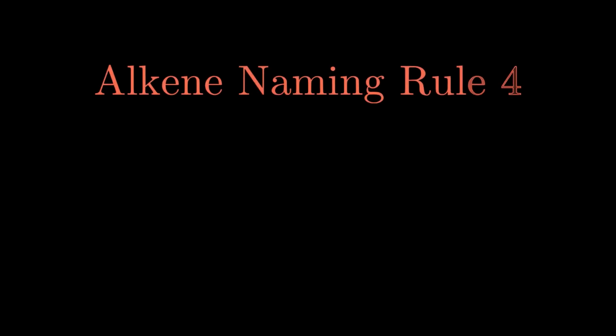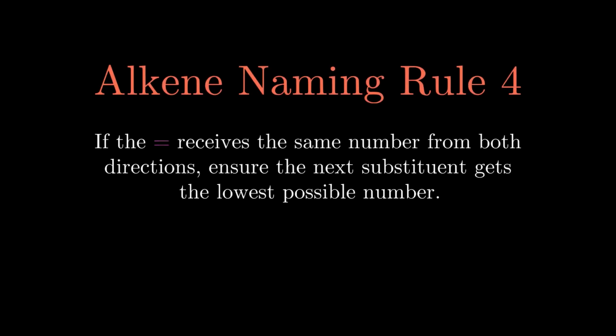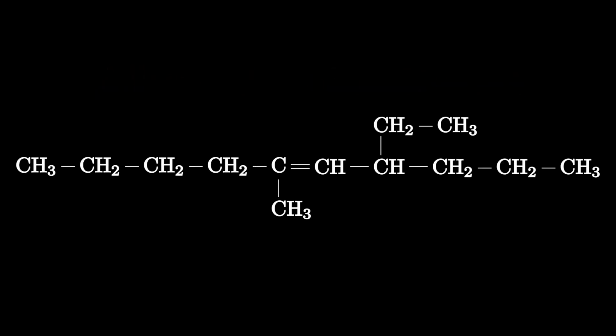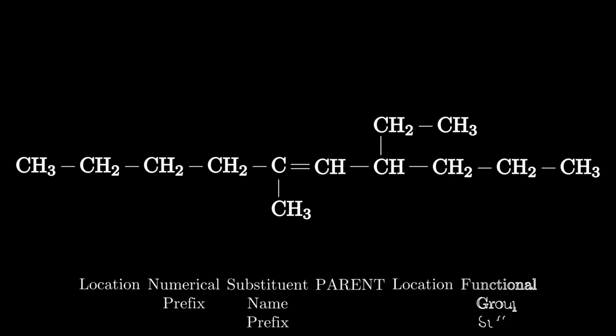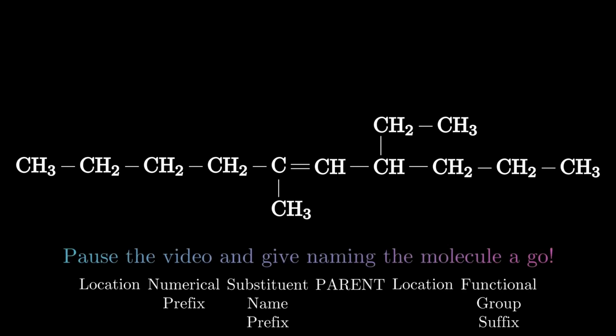If the double bond receives the same location number in both directions, move to the next substituent and give it the lowest possible number. This molecule pictured now may be rather large, but I do not think that naming it should trouble you.